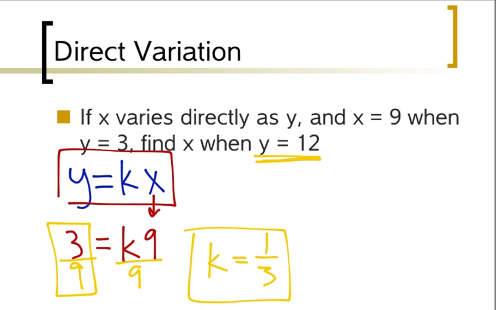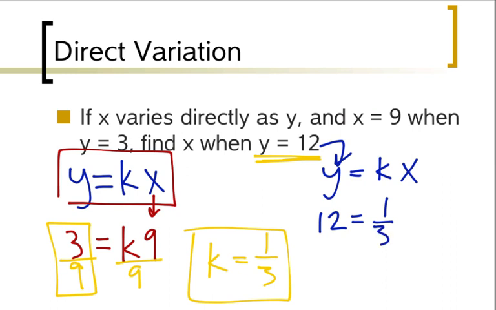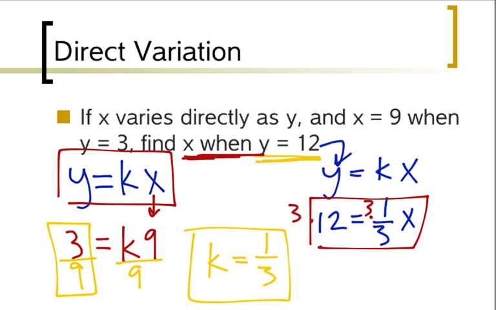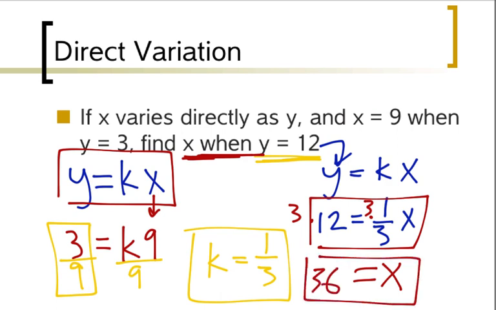Again, I use the y equals kx, and I put the 12 in for y, so I say 12 equals 1/3 of x. Well, all we have to do is find x for the second type, saying x is what when y is 12. So all we have to do is get x alone in the second equation. And I do that by multiplying by 3. And if I times it by 3, I'll get 36. X equals 36. So that means when y is 12, x is 36.